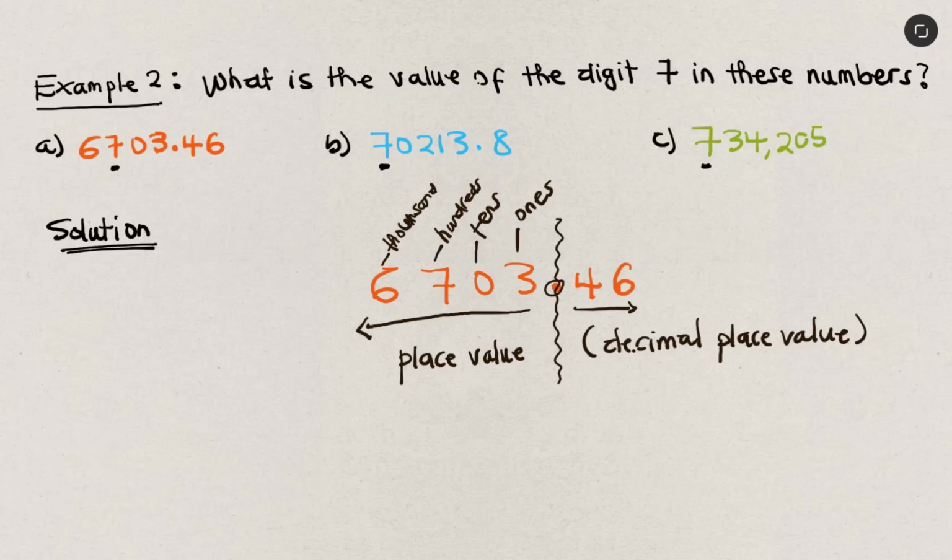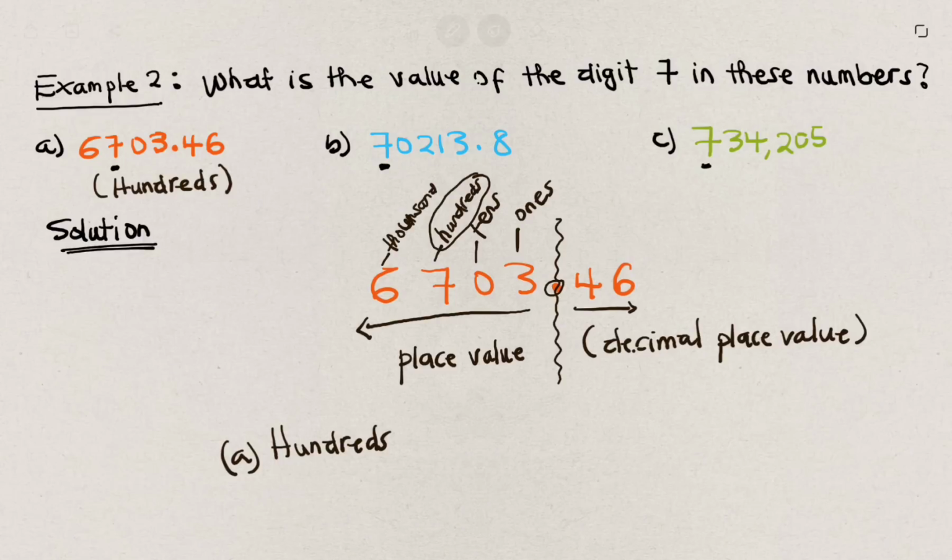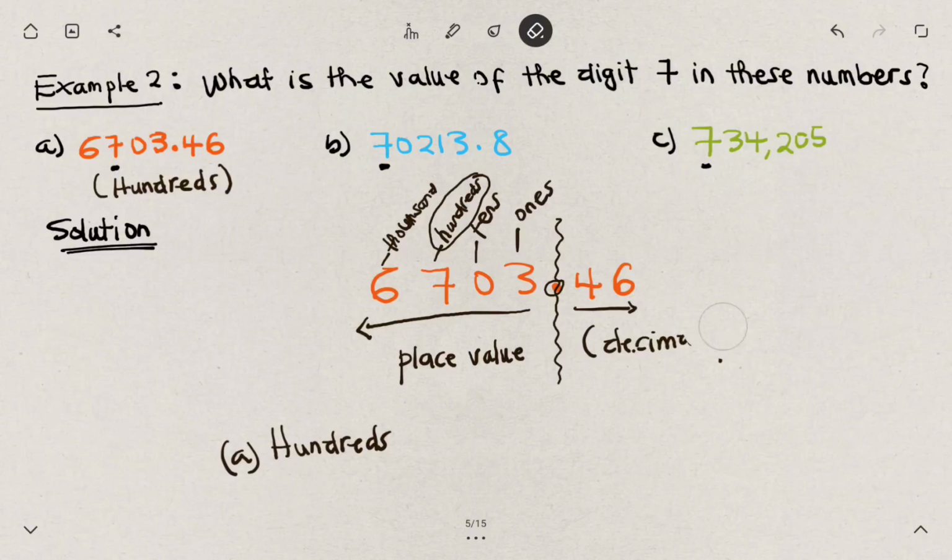Okay, so the question is saying what is the place value of 7? The place value of 7 in this particular example is hundreds, as we see over here. So the place value of 7 is hundreds. So you can write A, and then the place value is hundreds. So let me write it under this, hundreds. Okay, so that is your answer. All right, so let's look at the second example.